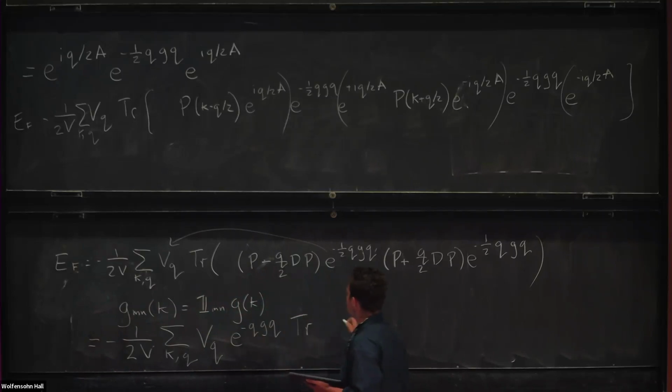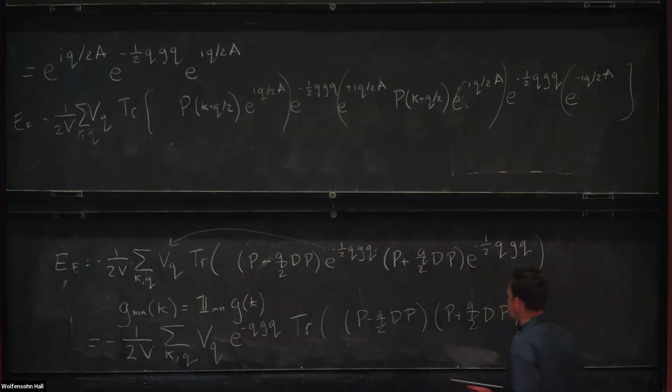And then I'm left only with the trace of P minus q over 2 dP, P plus q over 2 dP. And then you can expand this out. You're going to get four terms: a PP term, the cross terms, and then the dP squared terms. P squared by definition is P because it's a projector. And you'll notice that the cross terms between P and dP cancel each other by the cyclicity of the trace.